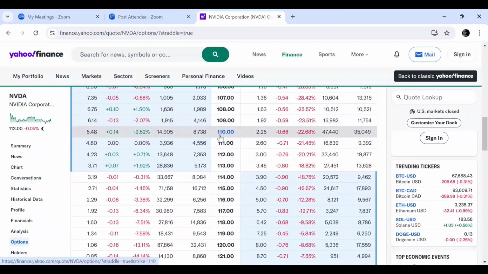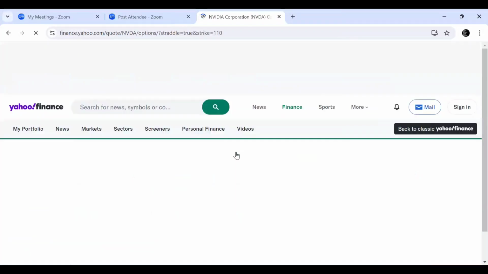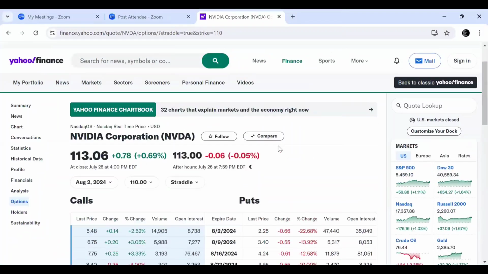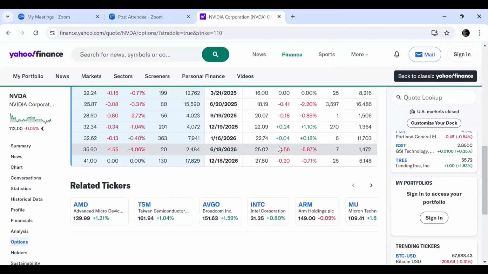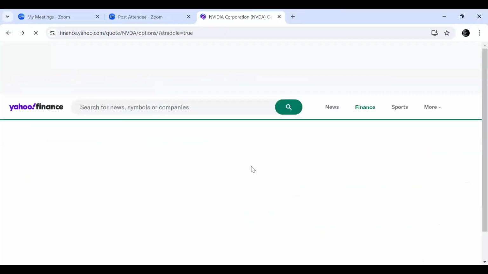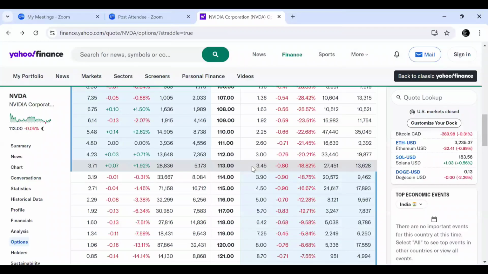So you can identify strike prices with the highest number of option contracts. These levels often act as significant support and resistance points. Here, call people will get money when the stock price rises. And the put people will get money when the stock price falls.